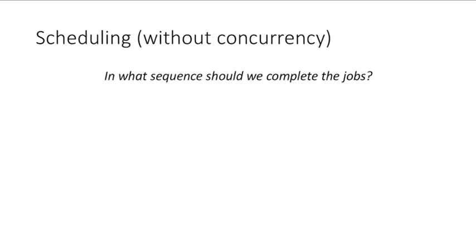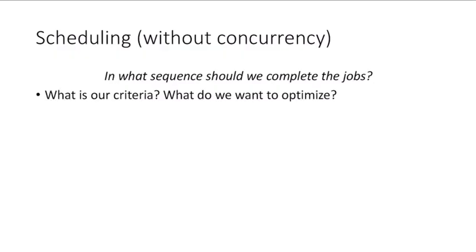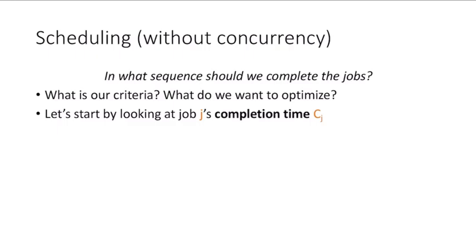Well, to understand this a little bit better, let me give you a few more things to think about. So again, that's our question. In what sequence should we complete the jobs? What is our criteria, though? What are we trying to optimize? Are we trying to say all higher priority jobs are scheduled first? Or are we trying to say, well, let's get the short jobs done with, so let's schedule them first? Should we do the long jobs first? We have to figure out what we're trying to optimize.